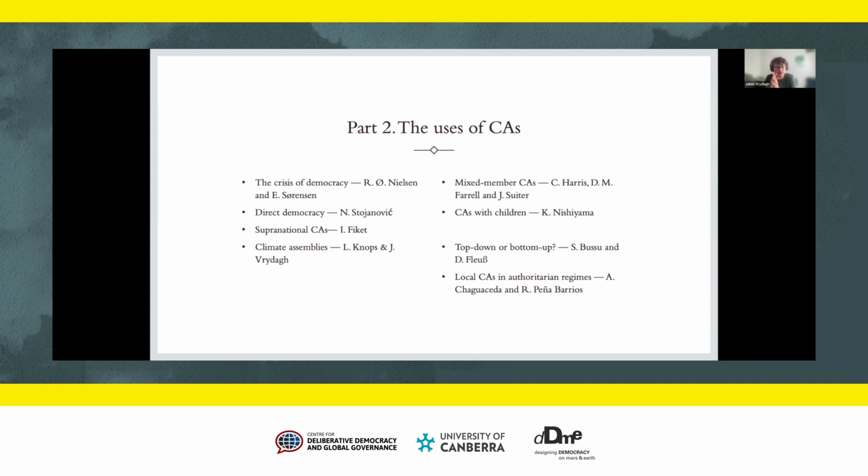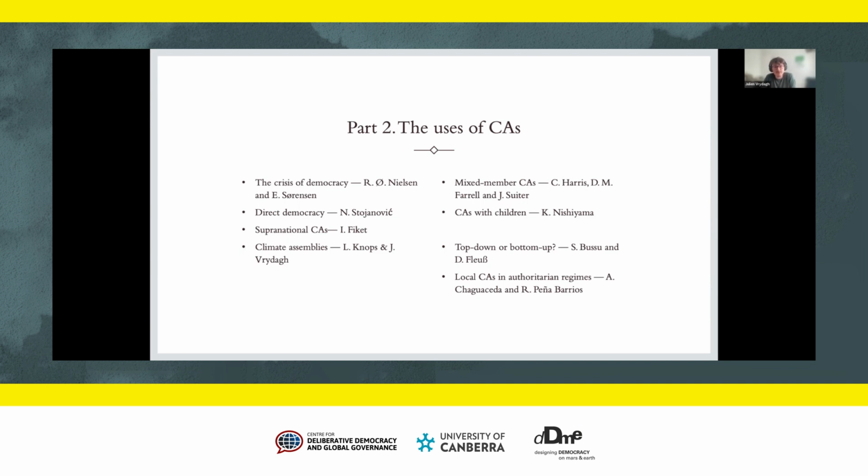We have one chapter about how citizens' assemblies can be used as a complement to direct democracy, that's written by Nenad Stojanovic. And then we have a chapter about the use of citizens' assemblies at the supranational level, especially at the level of the European Union and at the global level.